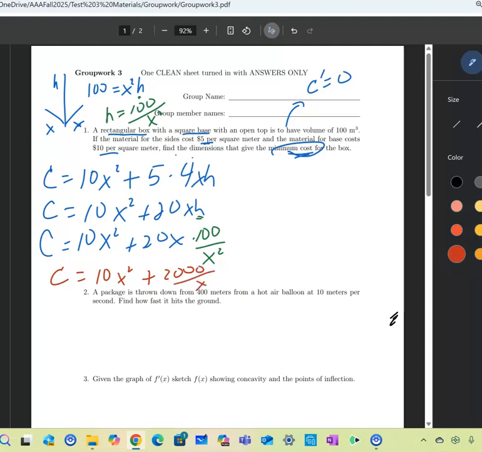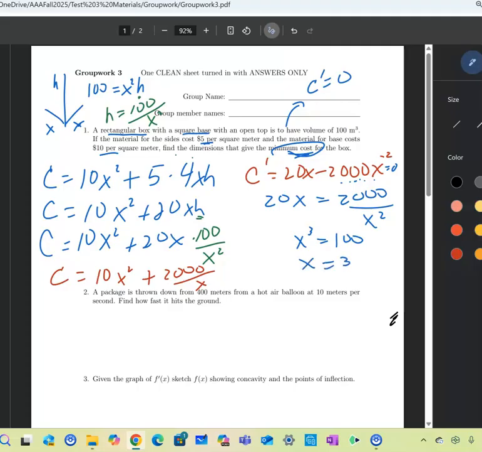Now I'm ready to take the derivative. So it's all in one letter. I get 20x minus 2,000x to the negative 2. We want to set that equal to 0, right? So if I set that equal to 0, I'm going to move this to the other side, and at the same time put it in the denominator. So then I get x cubed is equal to 2,000 divided by 20, so that gives me 100. So x is equal to the cube root of 100.